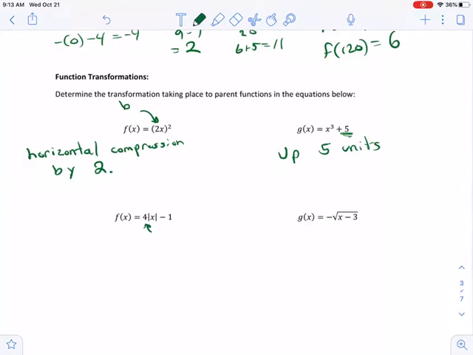Here again, not changing the x value directly. We have an a value adjustment, and then this is, I believe I've got that referenced as our d value. So our a value is going to be a vertical stretch as it's greater than 1. So we're going to say a vertical stretch by 4, and then this d value is going to bring this graph down 1 unit.